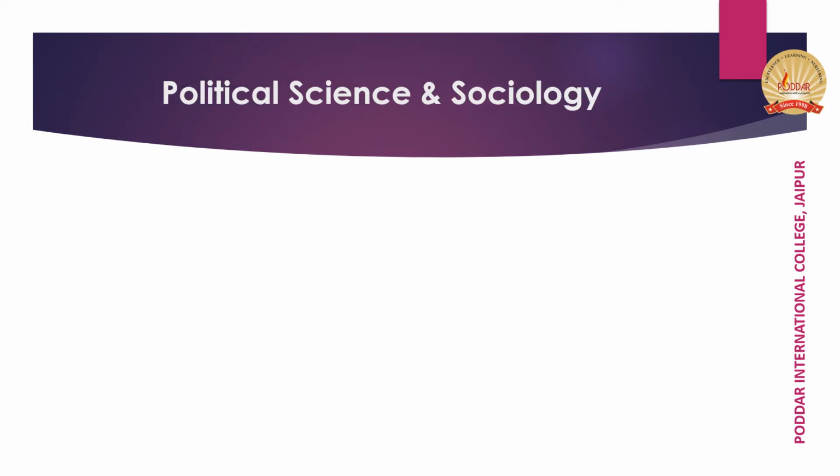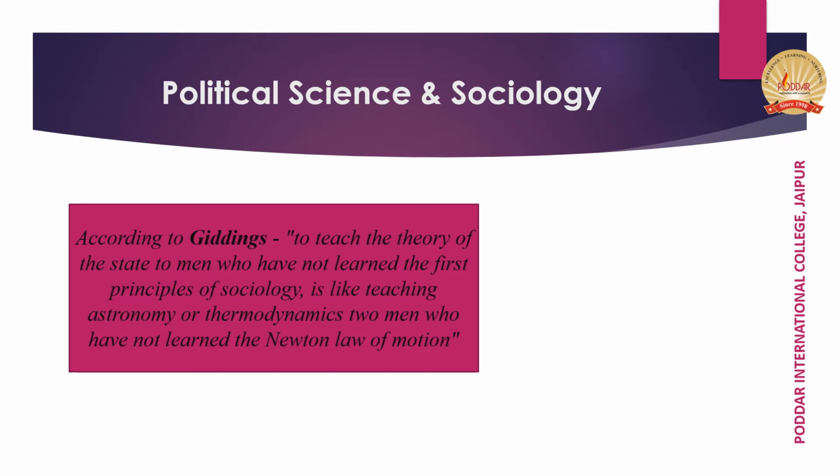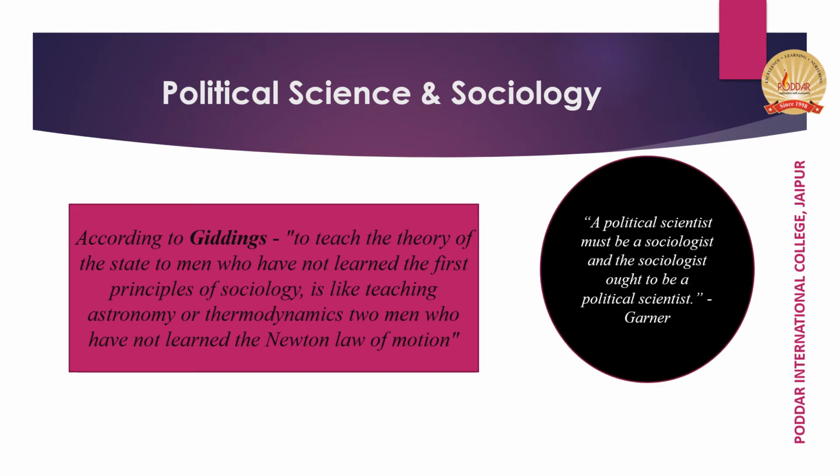Sociology. Sociology is the father of all social sciences and it is the science of society. Sociology covers all aspects of man as a social being and his institutions. According to Giddings, to teach the theory of the state to men who have not learned the first principles of sociology is like teaching astronomy or thermodynamics to men who have not learned Newton's laws of motion. And according to Garner, a political scientist must be a sociologist and the sociologist ought to be a political scientist.